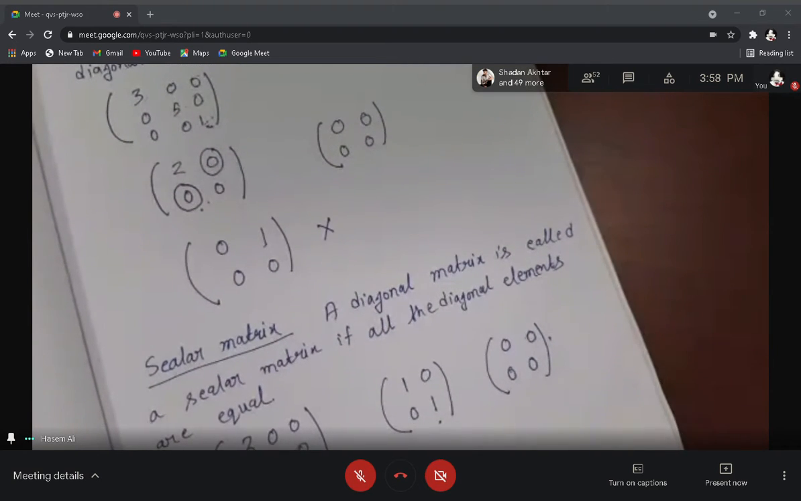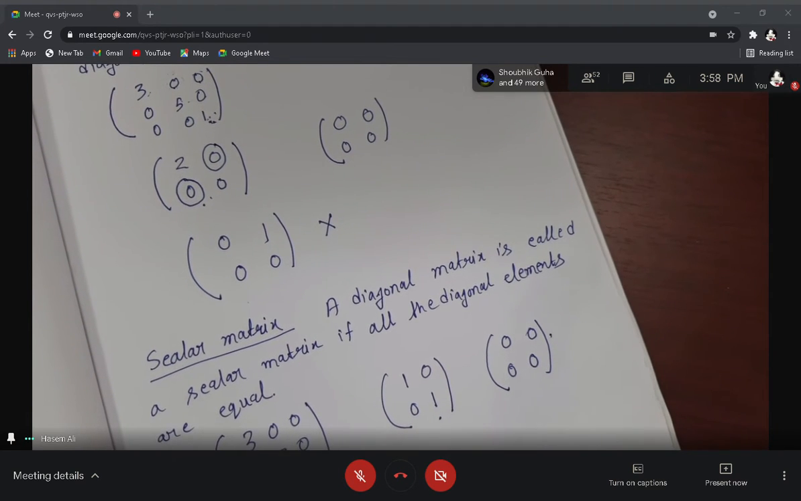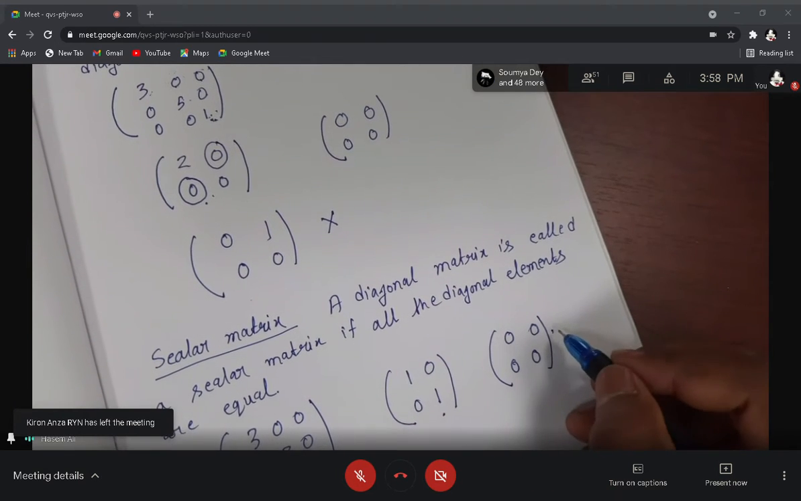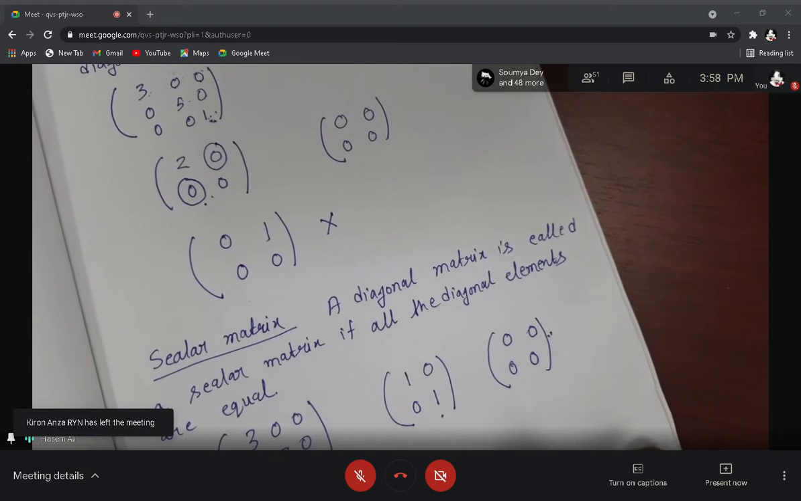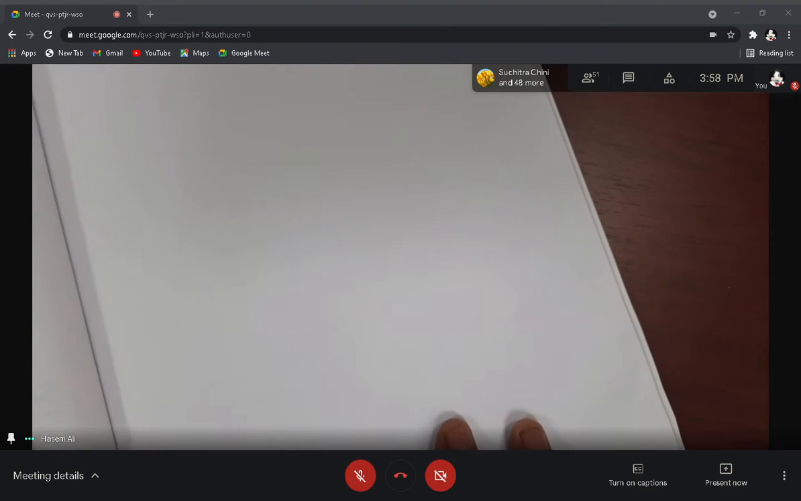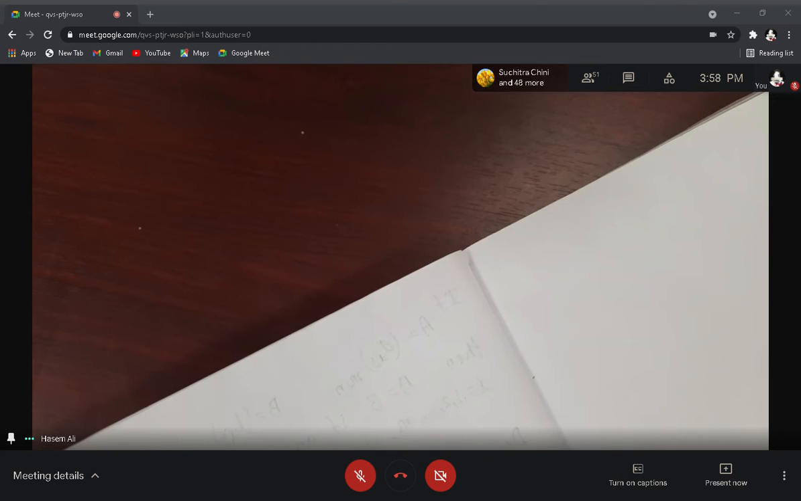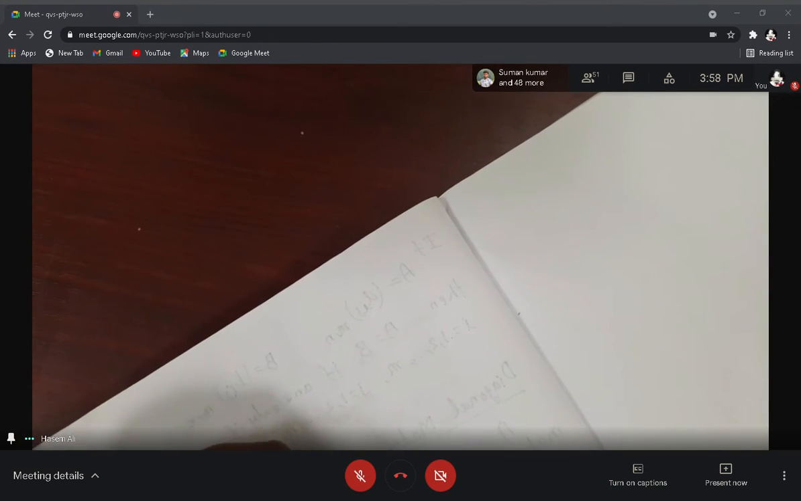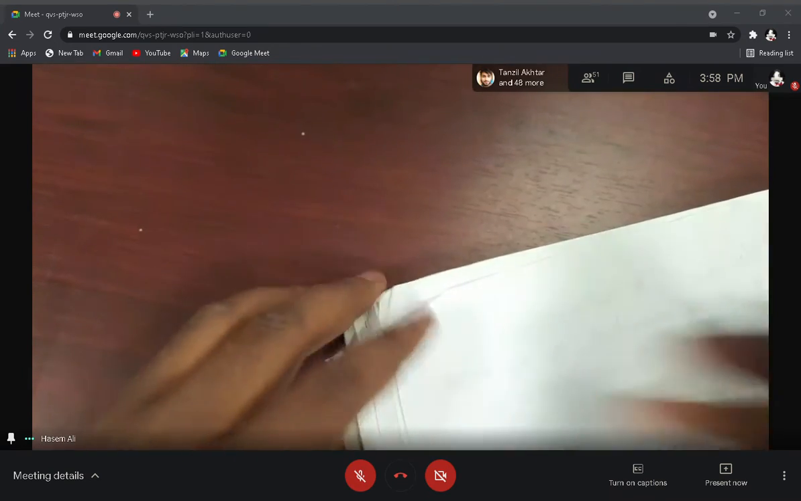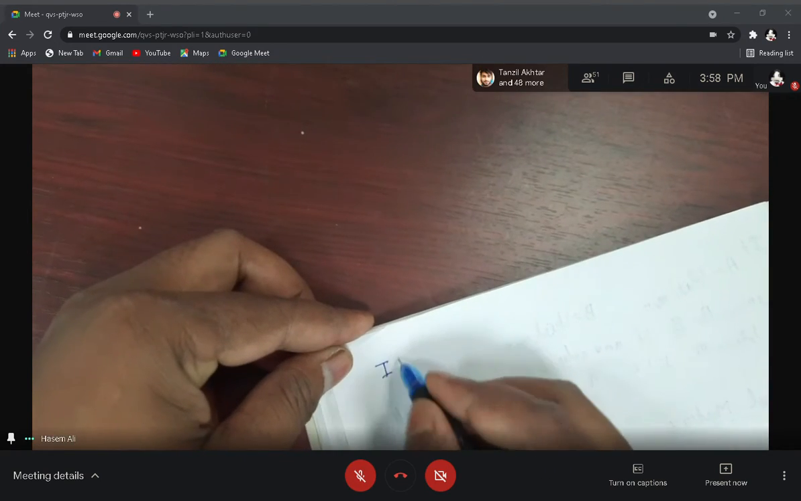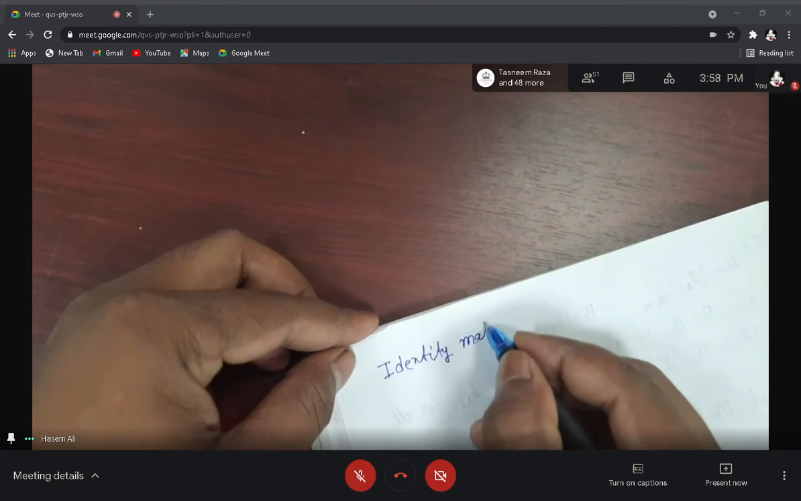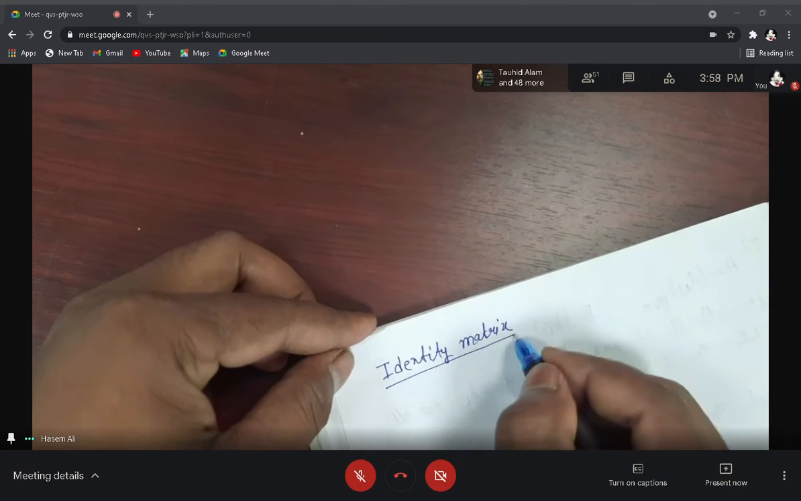Now, the identity matrix. So 0 0 0 0 is also a null matrix, of course. I will explain later. And 1 0 0 1 is an identity matrix, also called unity, which is denoted by I. In it, the diagonal elements are 1.